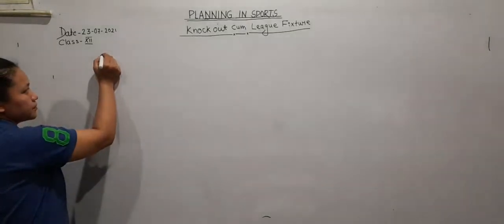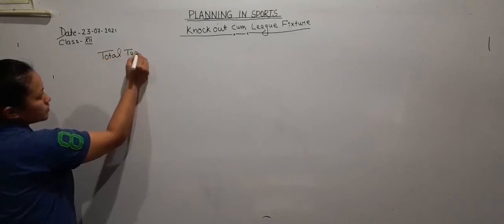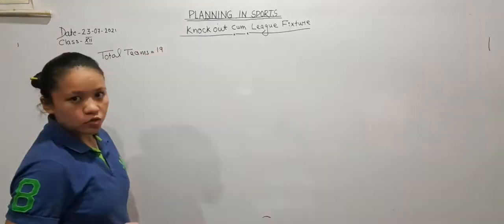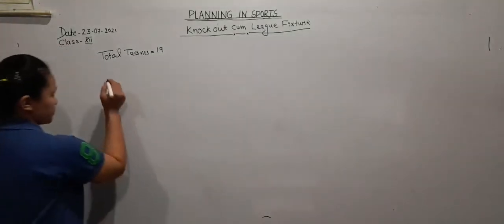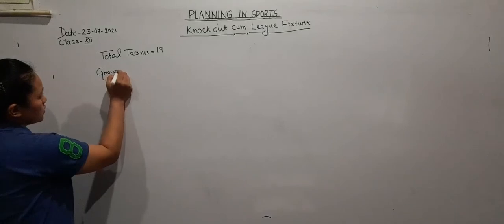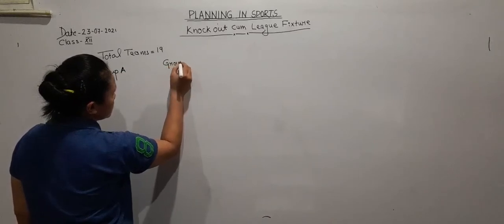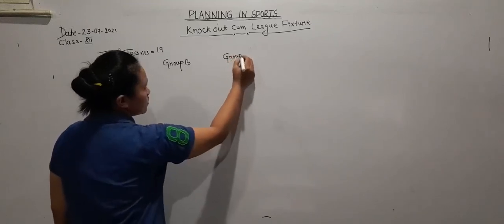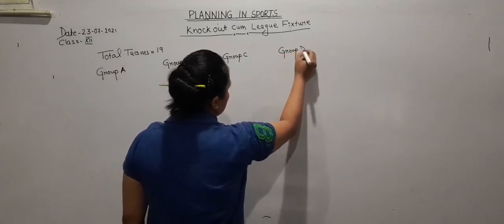Let the total number of teams be 19. In a combination tournament, the first step is to divide the teams into 4 groups: Group A, Group B, Group C and Group D. These are the 4 groups.